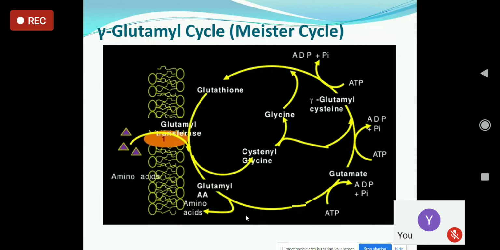So for this reason, this gamma glutamyl cycle is not a common transport system for amino acid. So if you're asked about the absorption of amino acid, you can easily write the previous one, sodium dependent cotransporter system. Only if you are specifically asked to describe this gamma glutamyl cycle, you write this one. But if you are only asked to write absorption of amino acid, you can simply write about sodium dependent cotransport system.